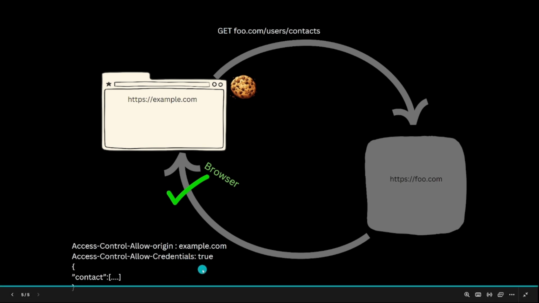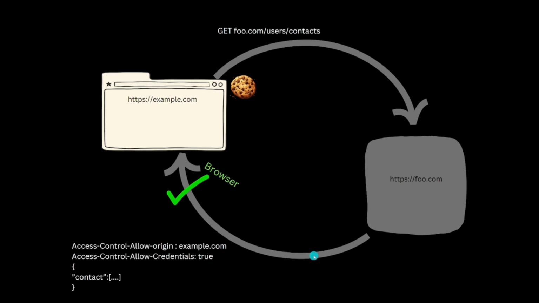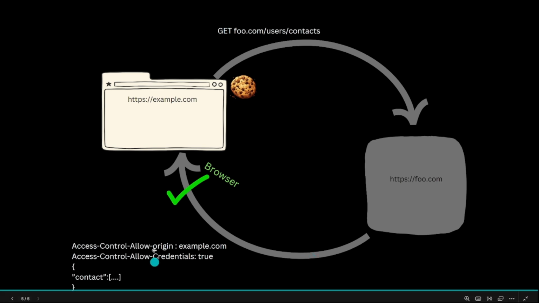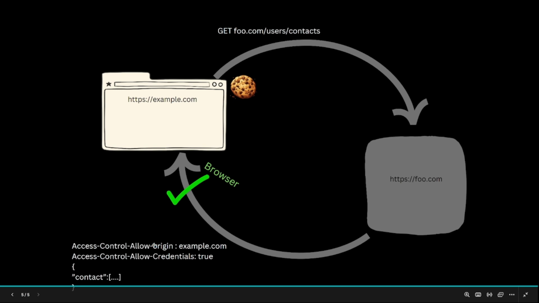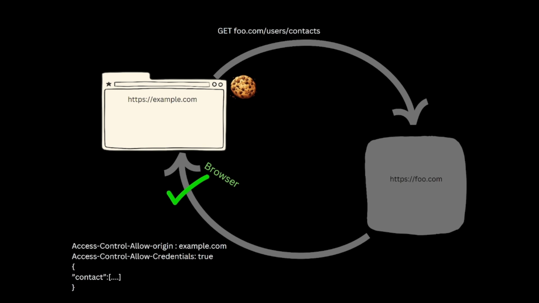When the browser sends an authenticated request, SOP will block it if the response does not contain the Access-Control-Allow-Origin header. So that's where we have to send that specific header in the response. foo.com has to set the Access-Control-Allow-Origin header, then the browser allows example.com to see the response.